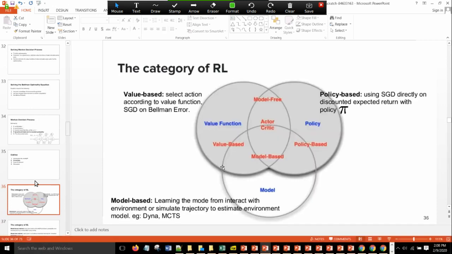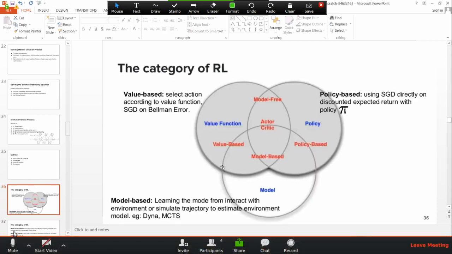P is nothing but the dynamics of the model or transition probability. And this is an important diagram, so take a note of it. There are many things here which you have to understand. There is something called value function based inference. We have discussed what a value function is and how we can get the optimal policy from the value function. There is something called policy based, using stochastic gradient descent directly on discounted expected return with the policy function. As I told, everything is a gradient descent and then we can find the optimal policy.